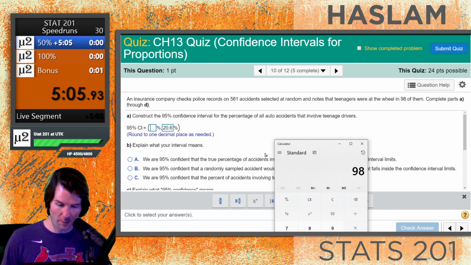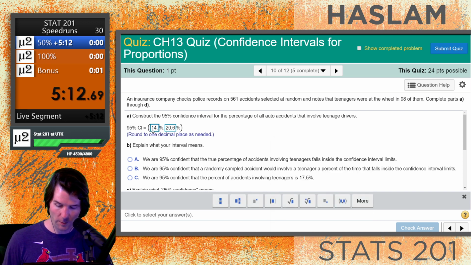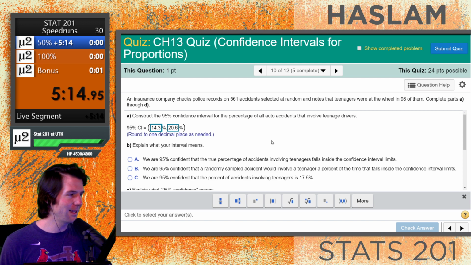And then we take our p hat again, just to make sure we carry all our decimals. We subtract from it the margin of error. We get this right here, 14.3. And I think there's a way I can check this.